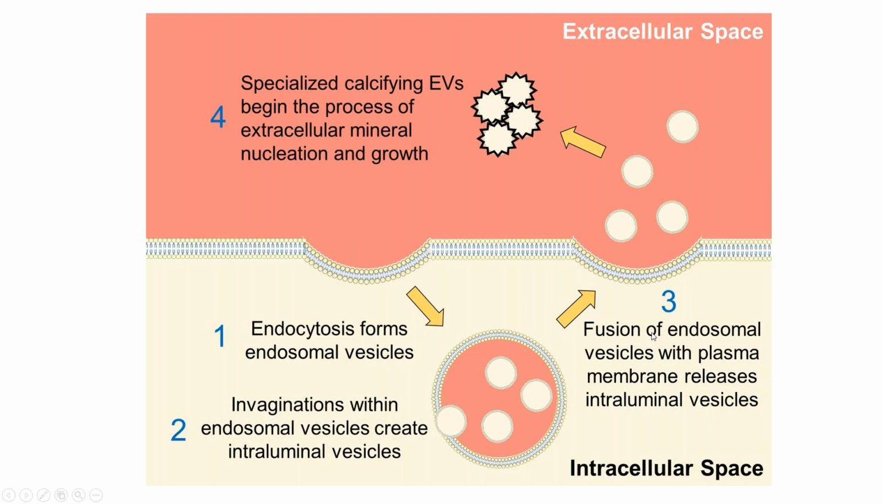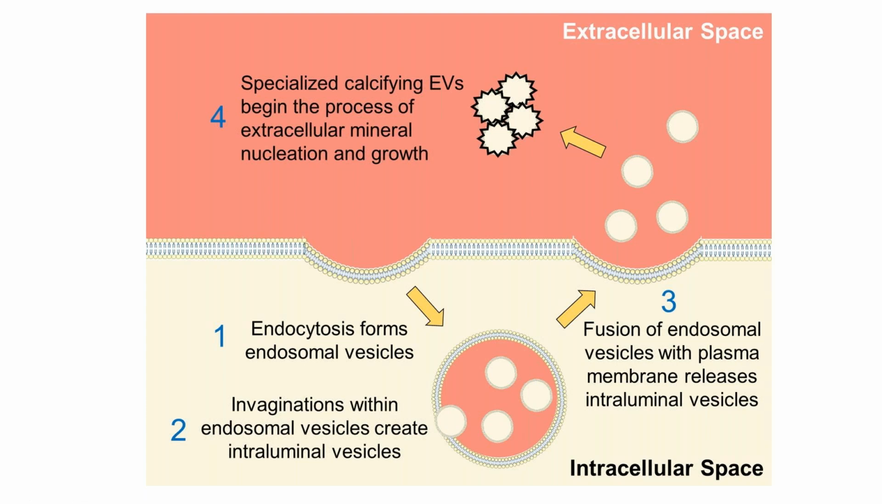And so that gave us a clue that calcifying vesicles depend on caveolae for formation, at least in some way. And we're still trying to understand exactly how this occurs. But what we think happens is that endocytosis of these caveolar domains traffics these vesicles inside the cell, where we get invaginations, endosomal vesicles, intraluminal vesicles, a very classical multivesicular body that forms in these structures.